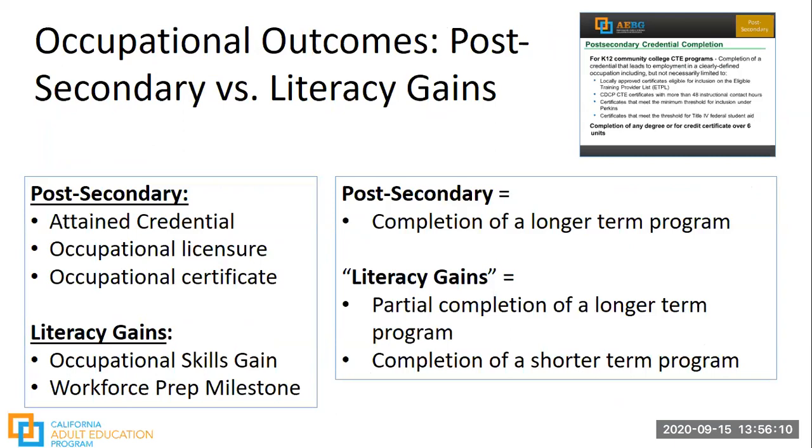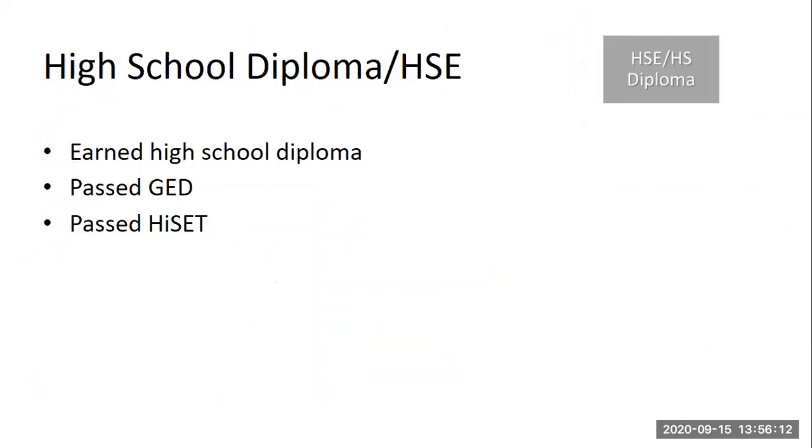Okay, so hopefully these two questions are now answered. So we're going to get back to more basic here. We did want to take time and rattle off these lists. So high school diploma, HSE: either they earn the diploma or they earn high school equivalency. Just to be clear, that's now two different high school equivalency exams in California, not three. The TASC is no longer in California. So you either pass the GED or pass the HiSET.